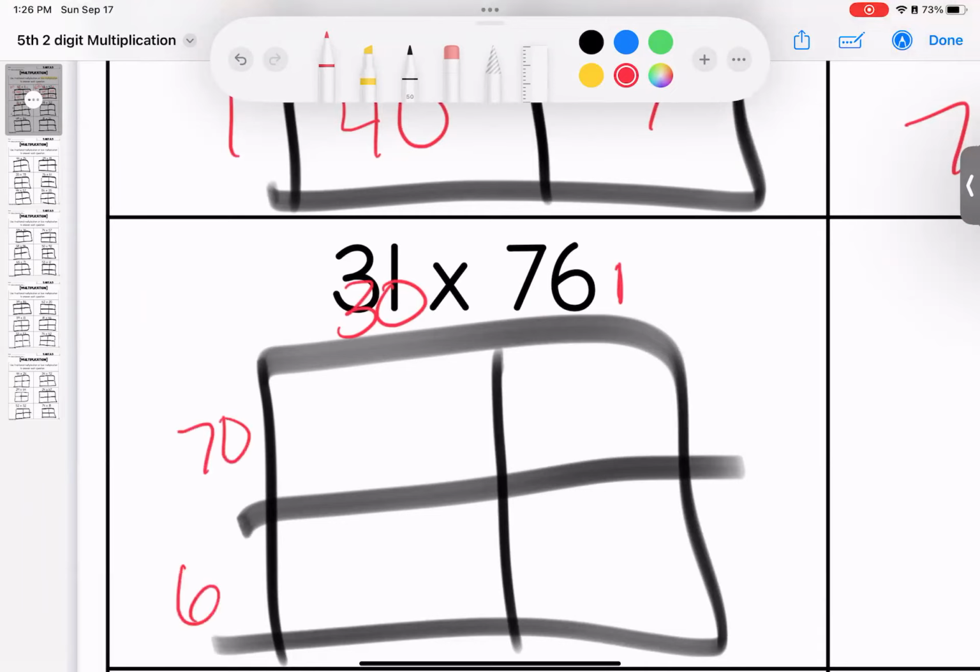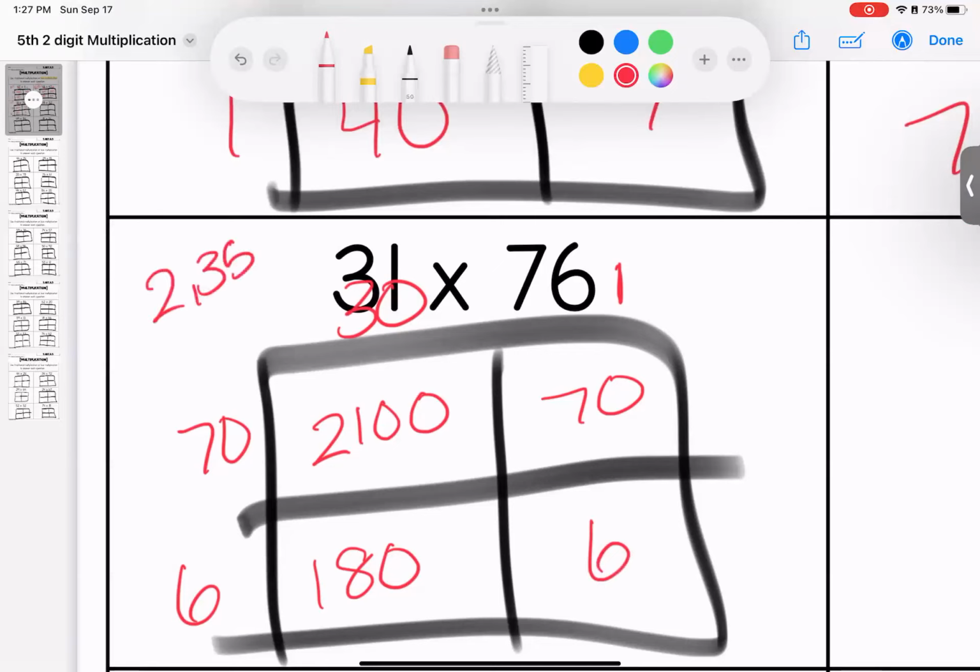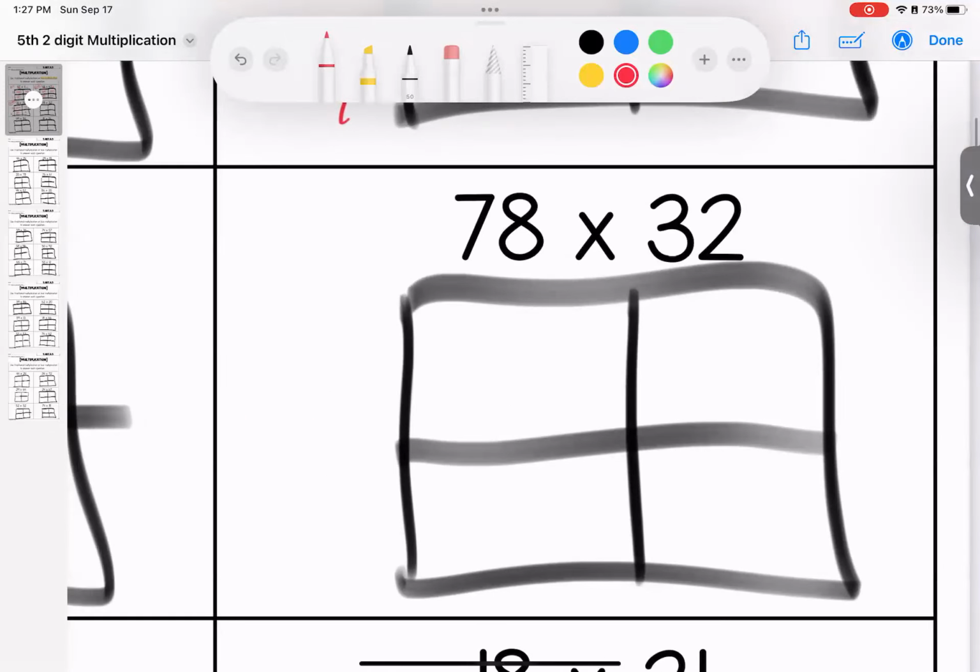Down here, 30 and 1, 70 and 6. 7 times 3 is 21, 2 zeros. 7 times 1 is 7 with a 0. 6 and 3, 18, 1 0. 6 and 1 is 6. If I add these all together, I end up with 2,356.